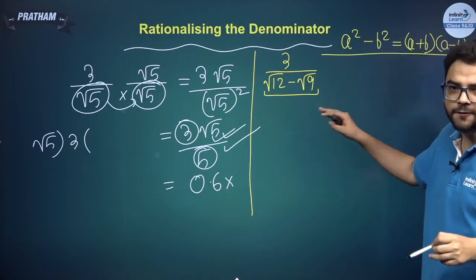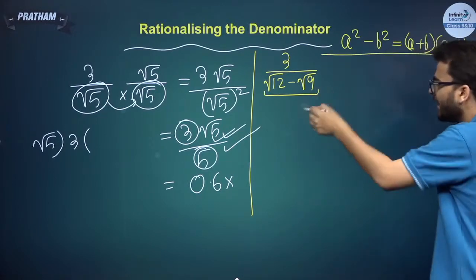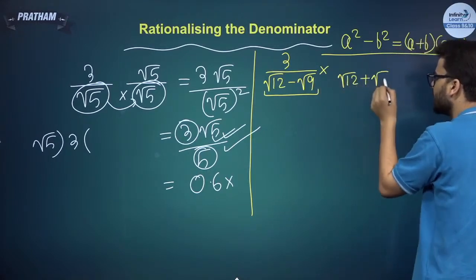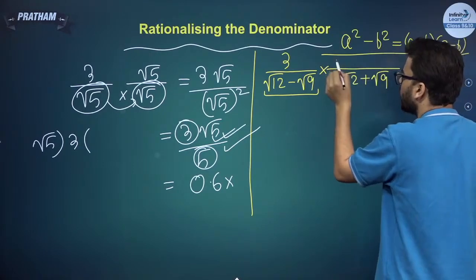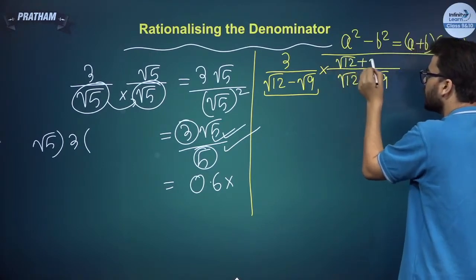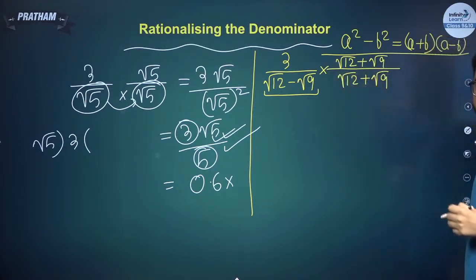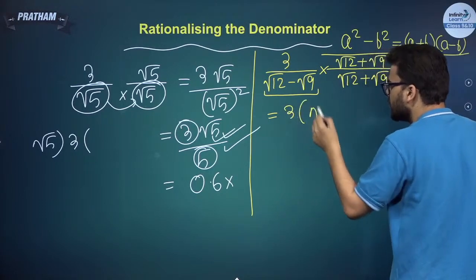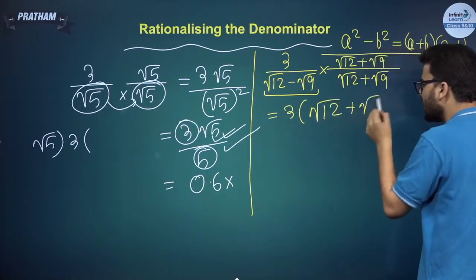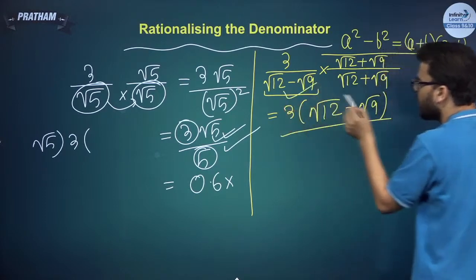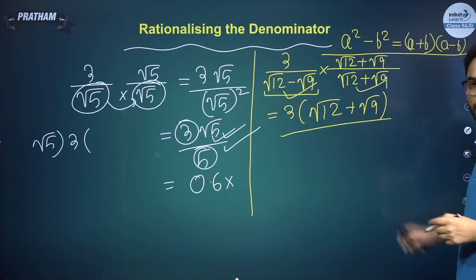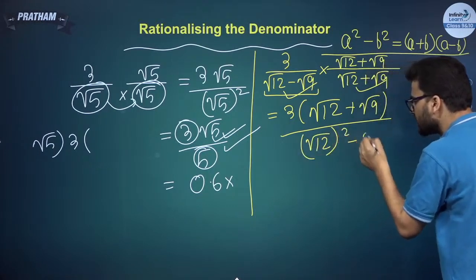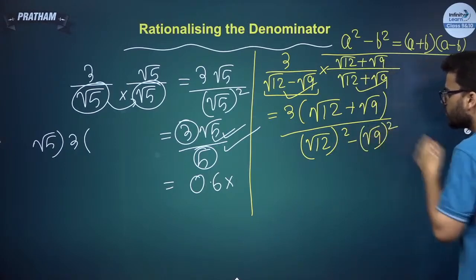So I will try to fix the denominator in that form only. It is given of the form a minus b, so I will multiply and divide by a plus b, square root of 12 plus root 9. And over here as well you have to do that, square root of 12 plus root 9. Can I do something like this? Tell me guys. So the numerator is square root 3 into square root of 12 plus root 9, and in the denominator it is of the form a plus b, a minus b. So the denominator will give you a square minus b square. So root 12 square minus root 9 square over here. I hope that is clear to everybody.